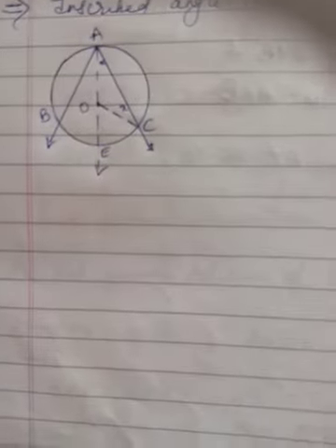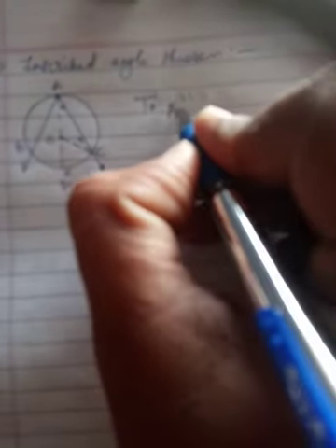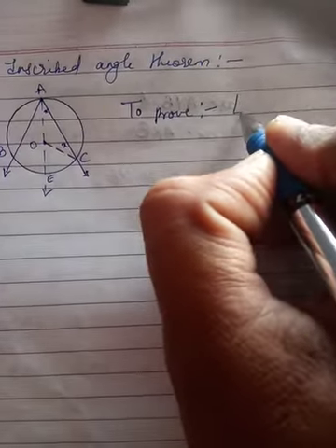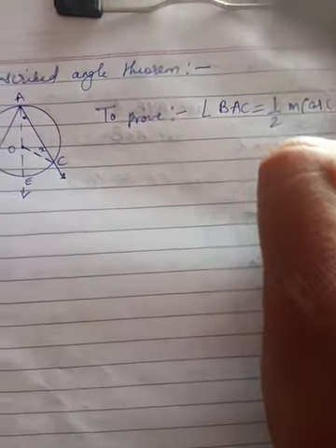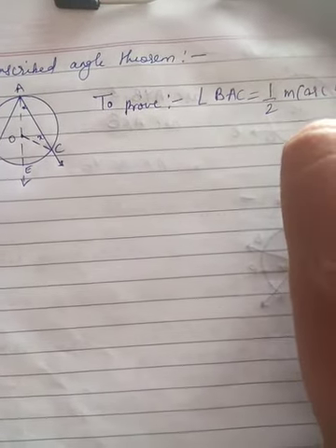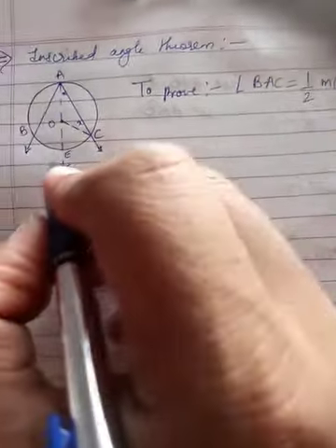So that means they are saying angle BAC, which is the inscribed angle and is intercepted, is equal to half of the measure of the intercepted arc. So let us write what we want to prove: angle BAC is half of the measure of the arc BDC. If we take any arc there, this is to prove.